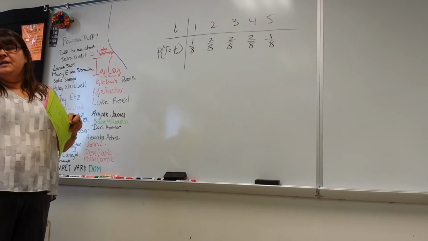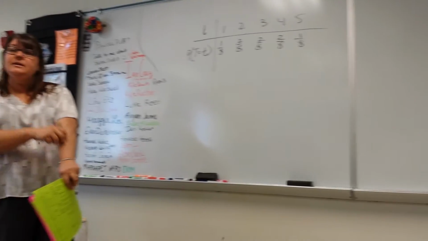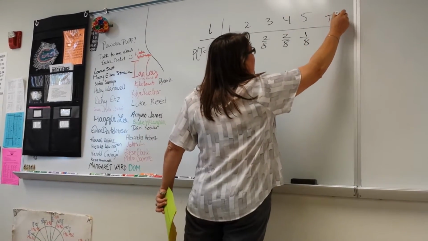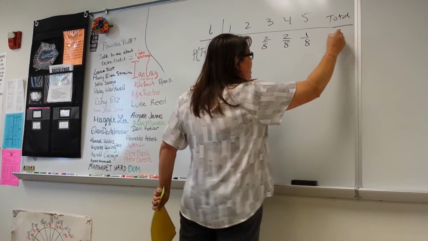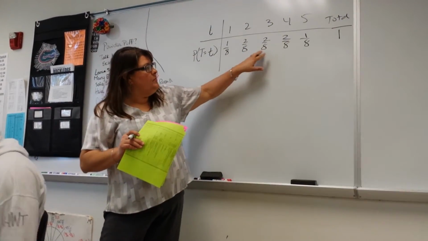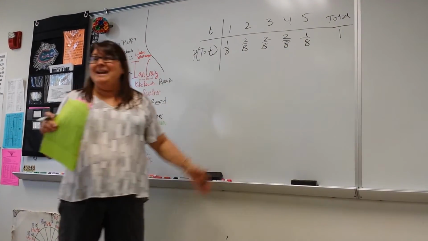Now, things to know about these: they are called probability distribution tables. All the totals of these should always add up to 1, so we can check our work. 1 plus 2 plus 2 plus 2 plus 1 should be 8/8.